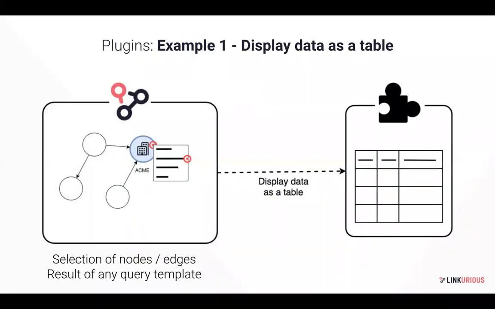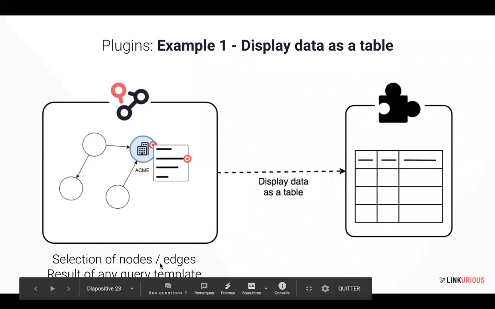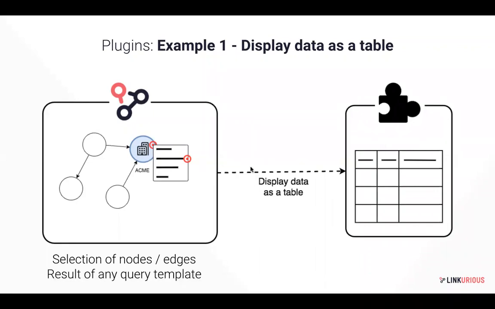So we just had a look at how to display data as a table. You may want to display a selection of nodes or edges, or you may want to display the result of any query template. And you may do that by doing a right click on the node, clicking a custom action, and opening the plugin.